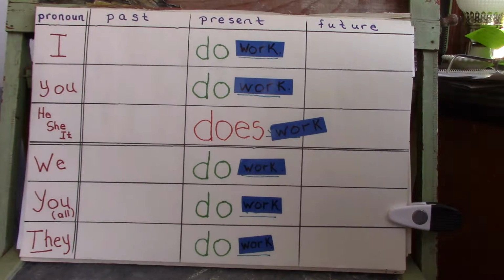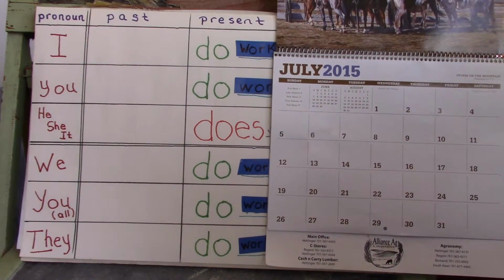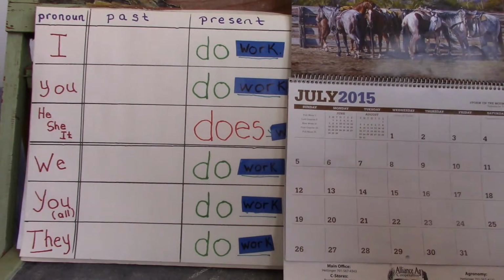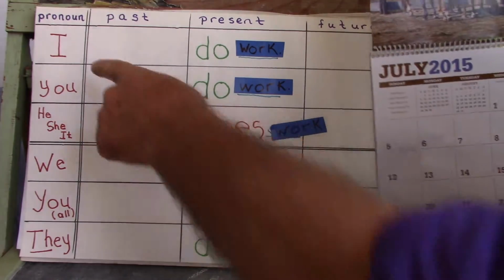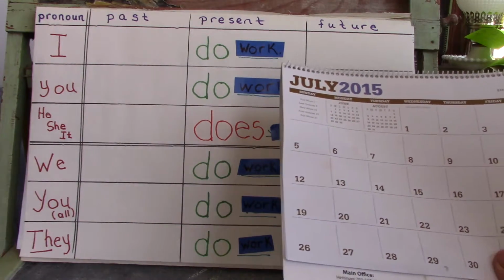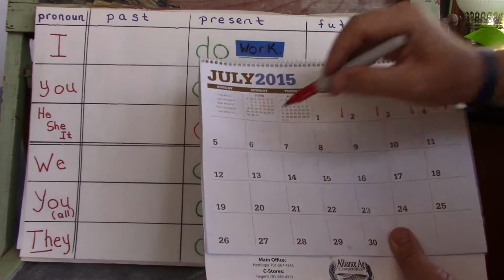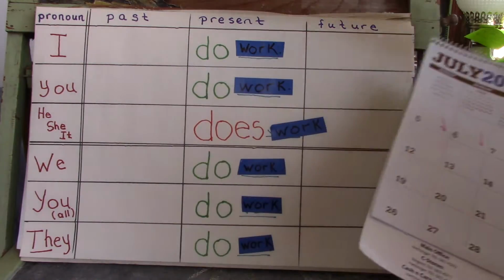Okay, when do we use the present simple? In English we use the present simple to show routine. Something we do every day, something we do continually, something we repeat. So I do work every day. For example, I do work.